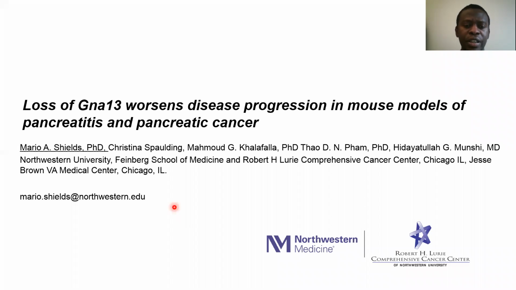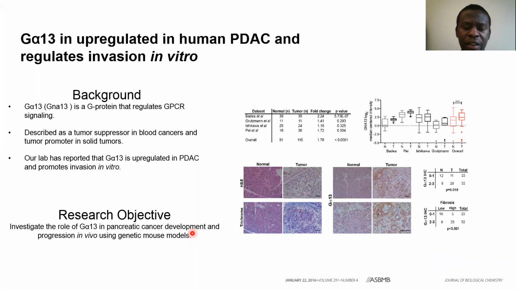Hello, today I'll tell you about my research where we investigated the role of G alpha 13 in mouse models of pancreatitis and pancreatic cancer. G alpha 13 is a G protein that regulates GPCR signaling. It's been described both as a tumor suppressor and a tumor promoter.